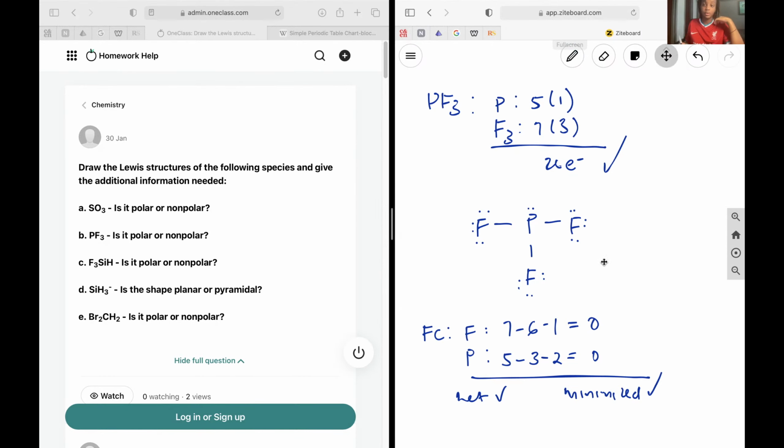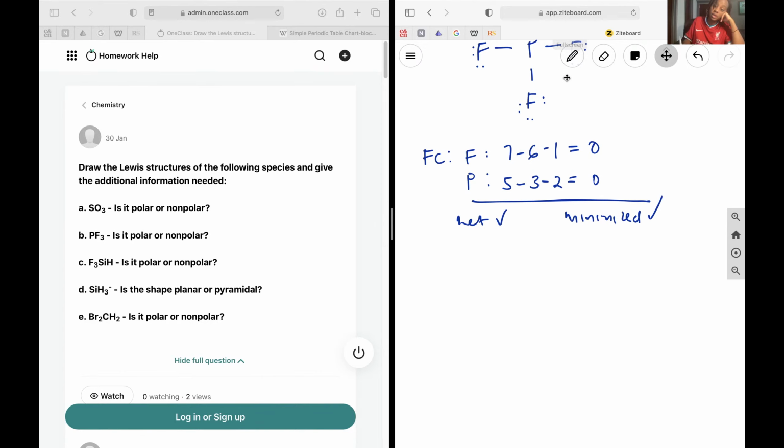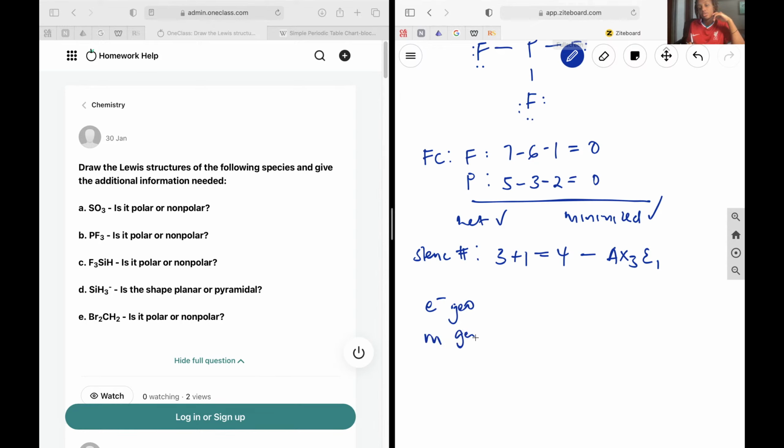And so as usual, I go about finding the steric number now. How many groups do I have on my central atom? I have 3 bonding pairs plus the 1 lone pair. And so that is going to give me 4. Its notation will be AX3E1, because I have 3 bonding pairs, and E1 for the 1 lone pair. So now when I go to its VSEPR chart, I'll look for its electron geometry and its molecular geometry.